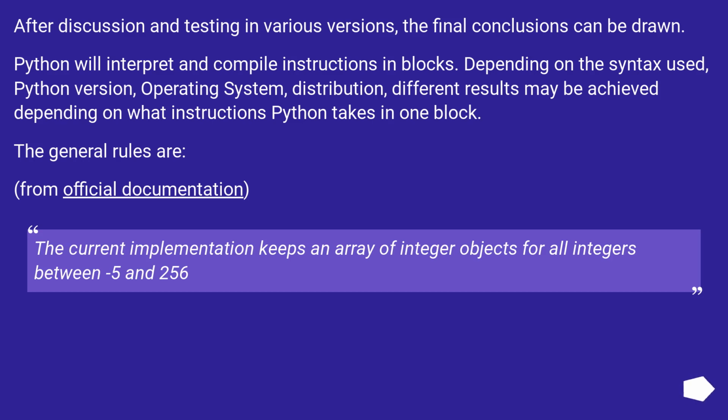After discussion and testing in various versions, the final conclusions can be drawn. Python will interpret and compile instructions in blocks. Depending on the syntax used, Python version, operating system, and distribution, different results may be achieved depending on what instructions Python takes in one block. The general rules are: from the official documentation, the current implementation keeps an array of integer objects for all integers between -5 and 256.